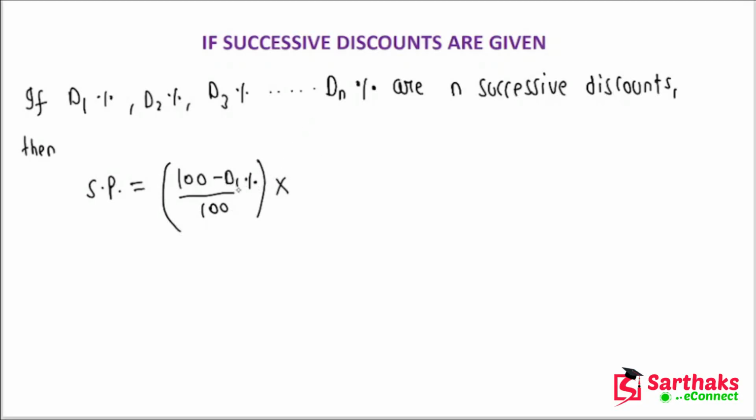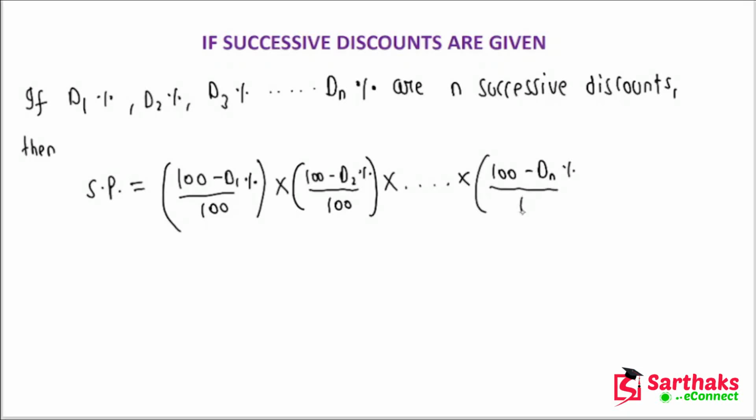into, now if only one discount was there, it would be the mark price. Okay, so we would have taken the mark price, but since there are successive discounts, the second term would be 100 minus D2% whole upon 100. Similarly, we'll go on till the nth discount, that is 100 minus Dn% whole upon 100, into mark price. Okay, so you can clearly see that if D1, D2, D3 are the successive discounts given on a product, then the final selling price would be this product into mark price. You should always learn this formula. This is very important from a competition point of view, for Olympiads.